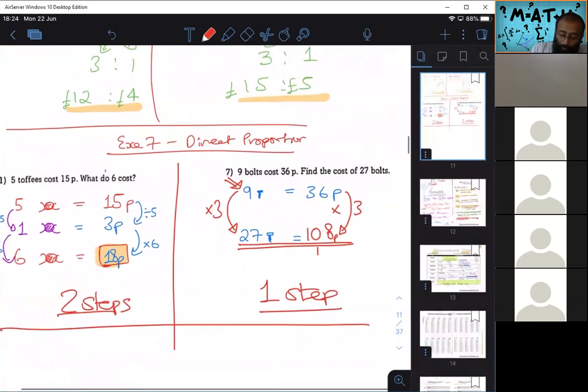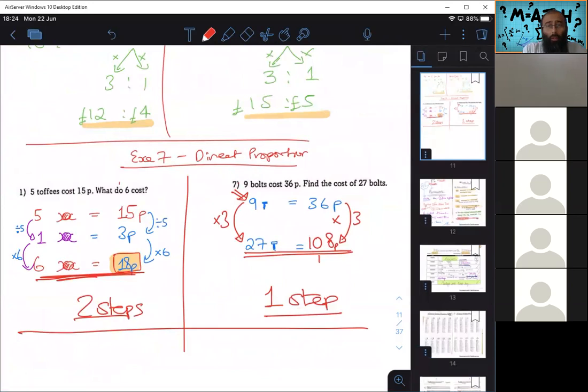Okay? And those 2 questions are done. Could we do £1 8p? You can do that as well, if that makes you feel happy. Of course you can. All right, let's do some more examples.